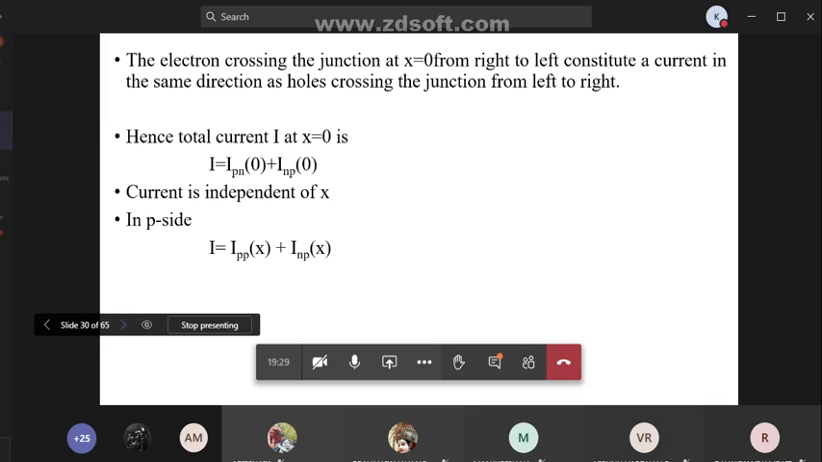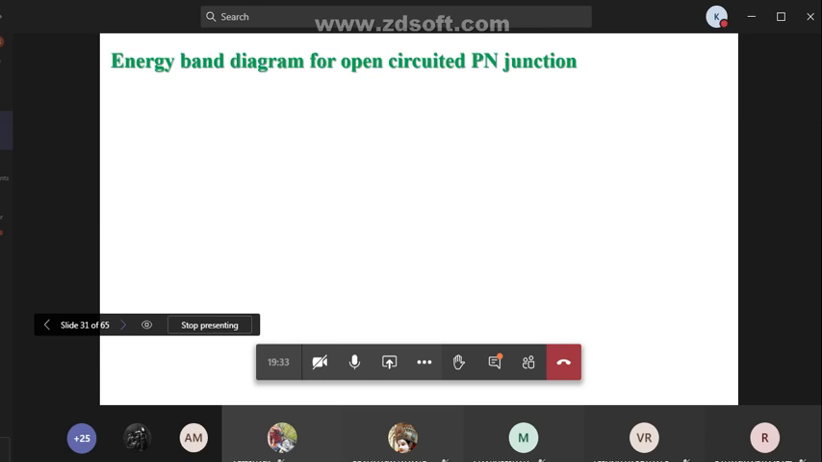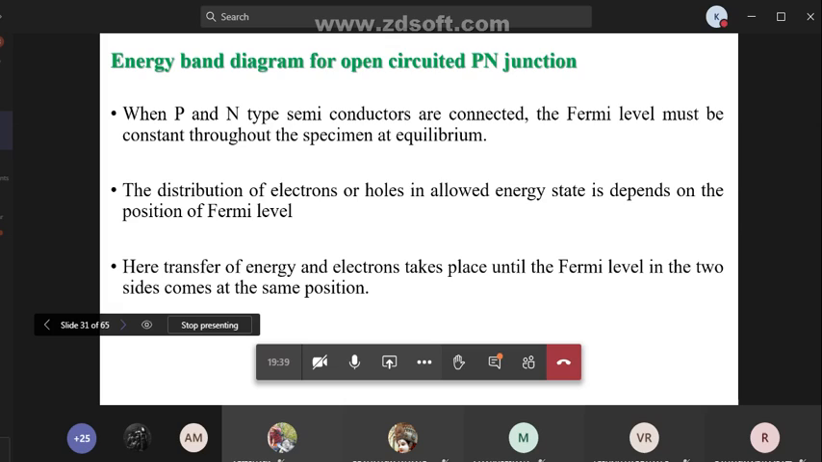Okay, so all these things we have discussed in the last class. Today we will discuss the energy band diagram for an open circuited PN junction.